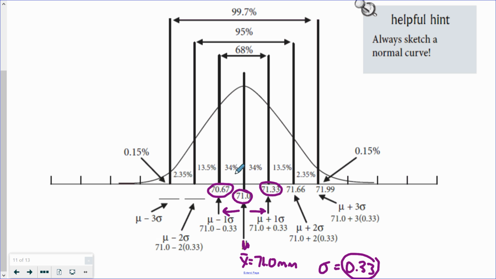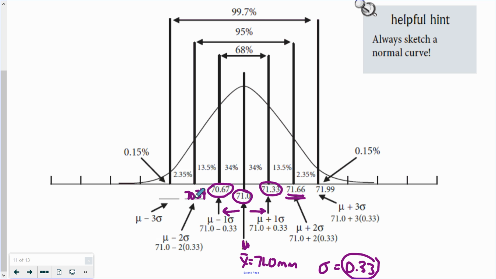So now if we were to go two standard deviations above or below, so we've gone one up, if we add another 0.33, or if we take 71 and add 2 times 0.33, then we get to 71.66. If we go 71 subtract 2 standard deviations, so if I subtract 0.33 from here, that gets me 70.34. So that represents 95% of our data.